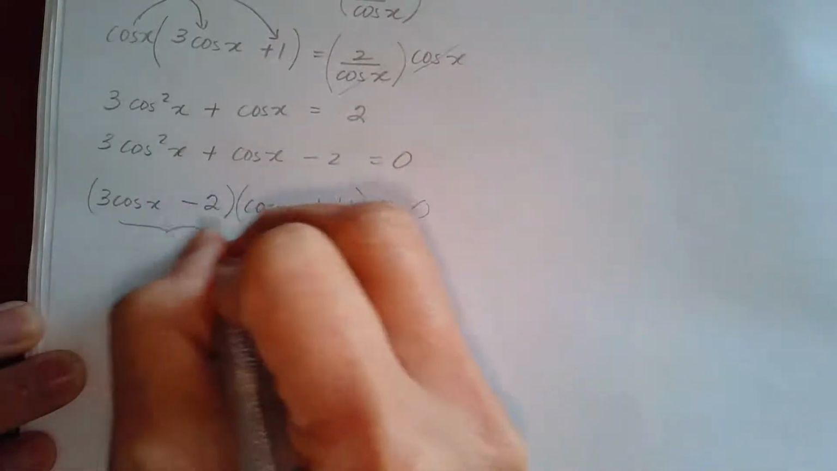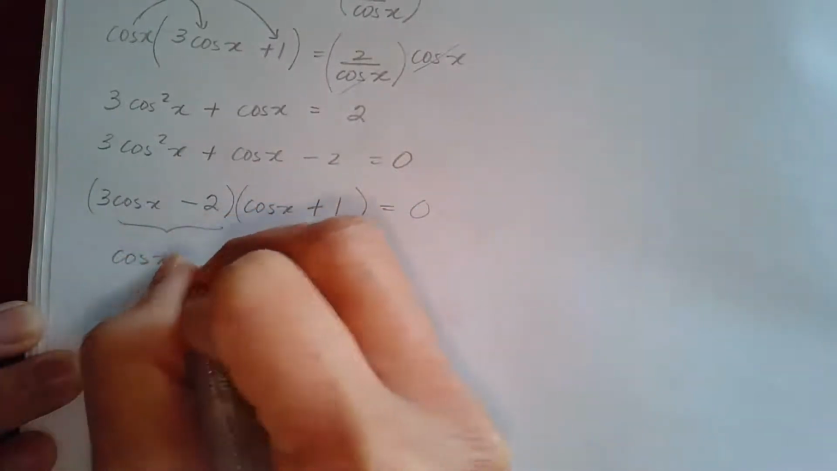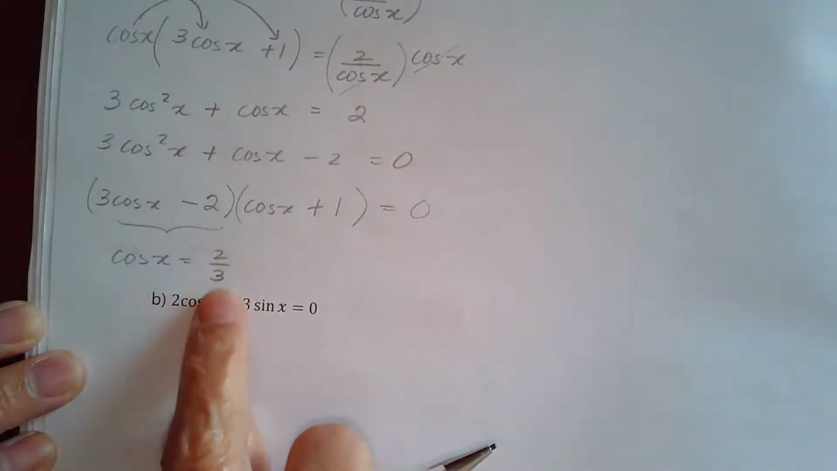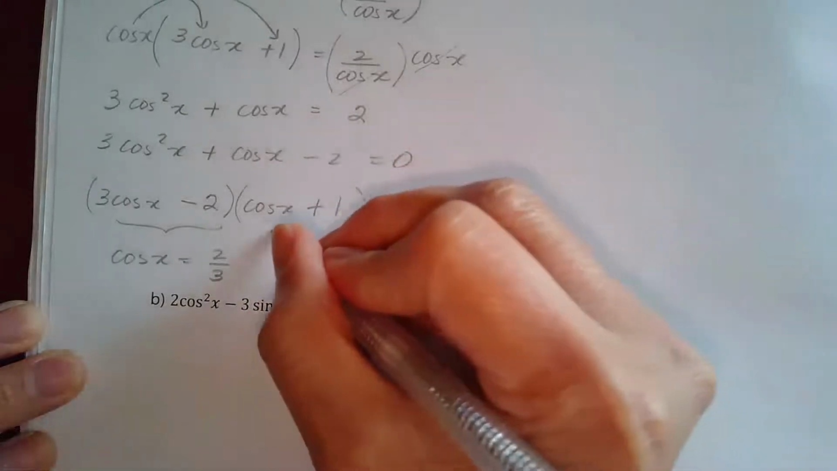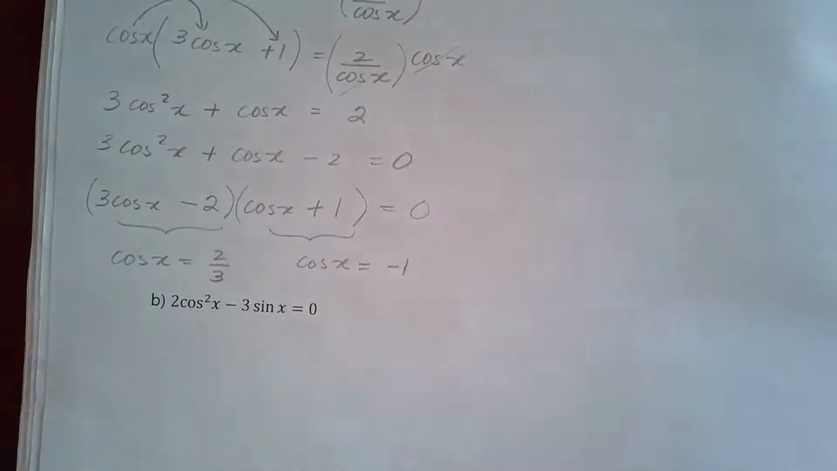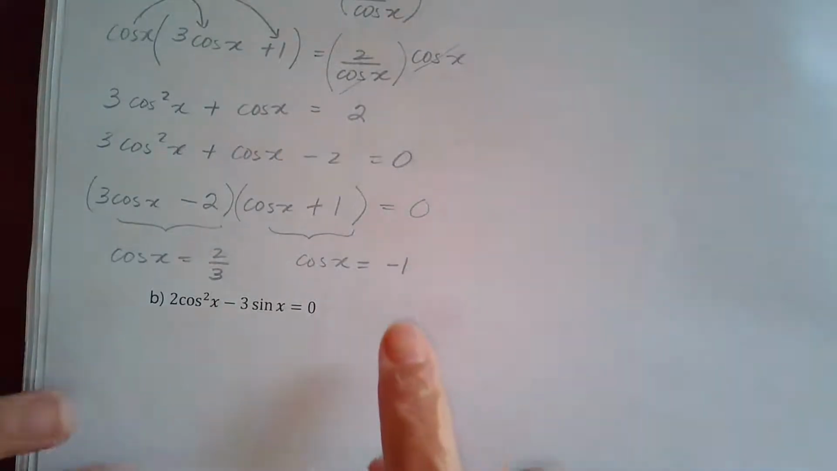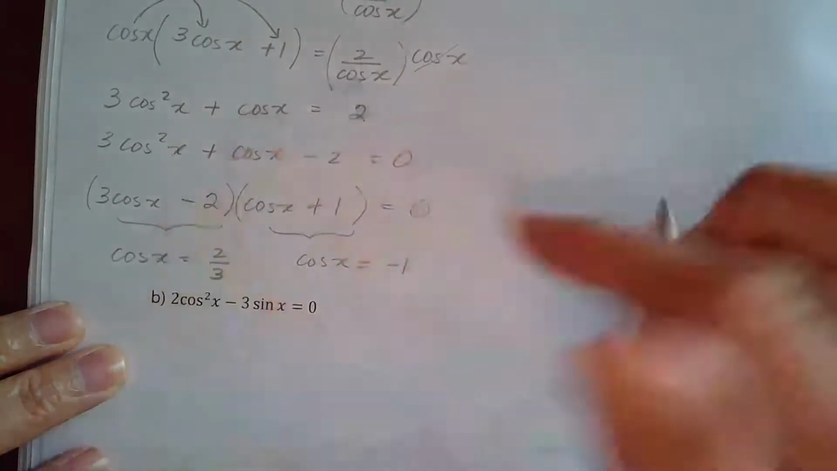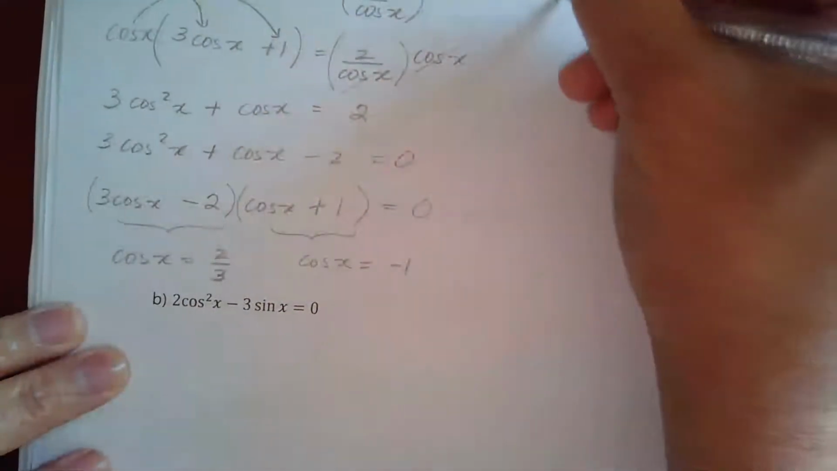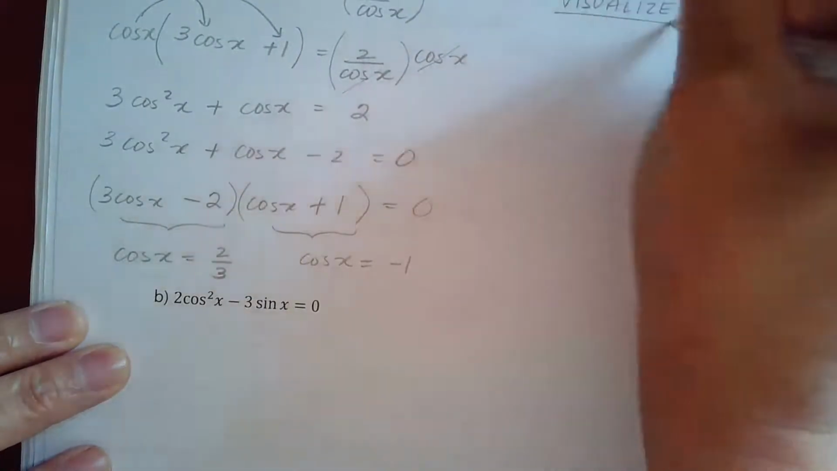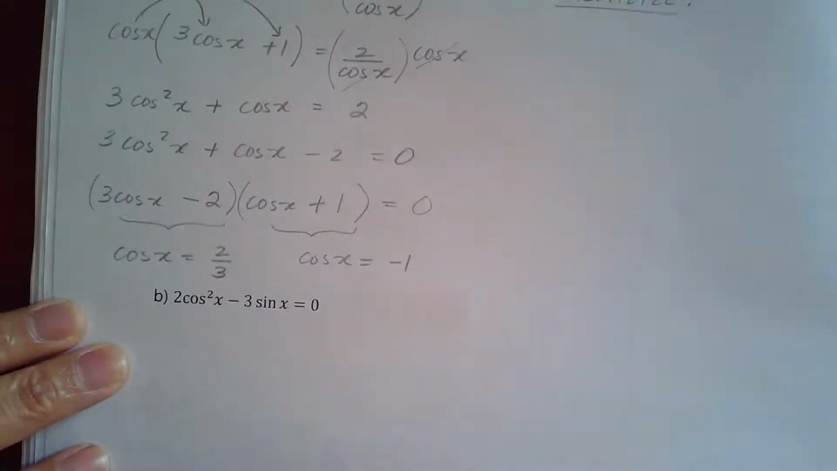So for this particular case, we can say cos of x is equal to 2/3. And then this part here, cos of x is equal to negative 1. So what we're going to do, well, let's visualize this. Because we want to see our answer, not just solve it, but actually see it.